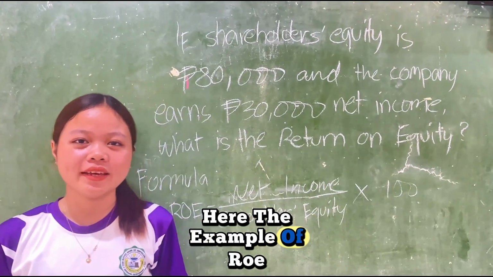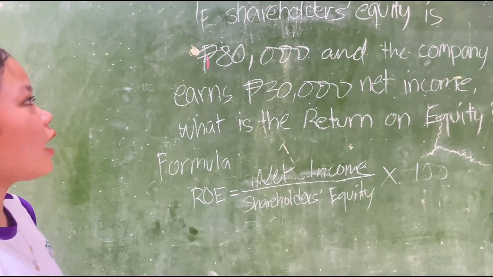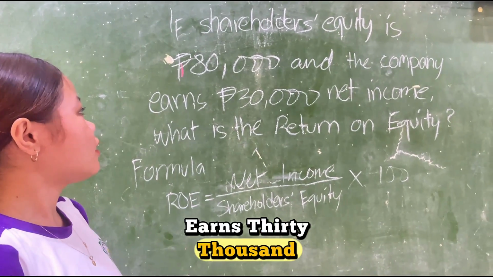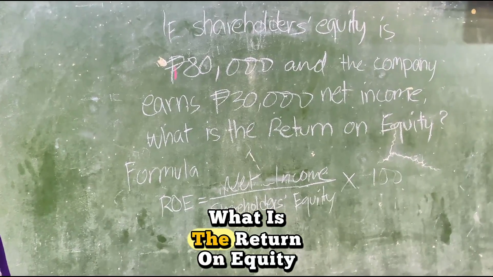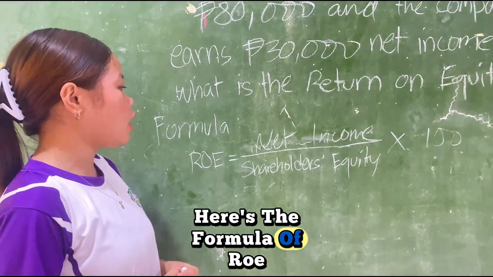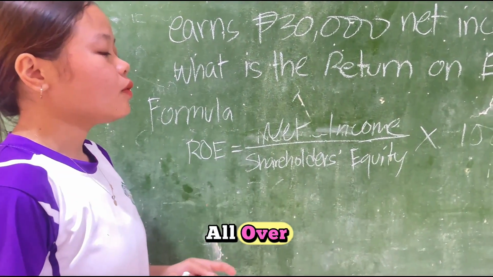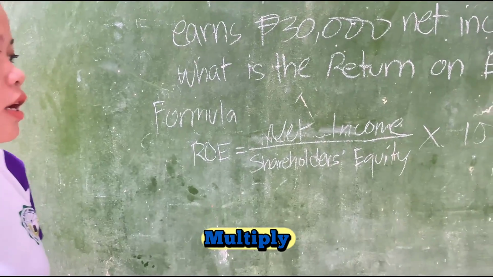Here is the example of ROE. If shareholders' equity is 80,000 and the company earns 30,000 net income, what is the return on equity? Here's the formula of ROE. ROE is equal to net income all over shareholders' equity multiplied by 100.